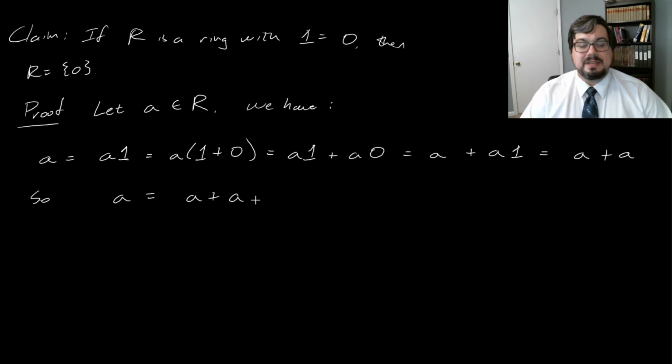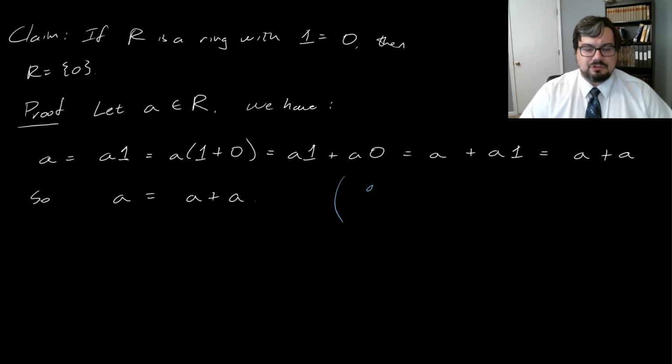Now there are a few ways that we can think about the next step. One way is to think of the following: on the left we could change the left-hand expression from a to a plus 0, and we have a plus 0 is equal to a plus a, and so by cancellation we have that 0 equals a.